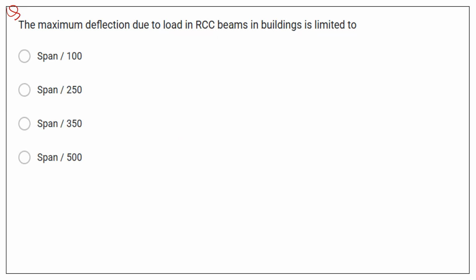The next question, number 19. The maximum deflection due to load in an RCC beam in a building is limited to... So for maximum deflection, the value is related to the span of that beam. So here span by 250 is the maximum deflection due to the load in case of an RCC beam. The second option is correct.